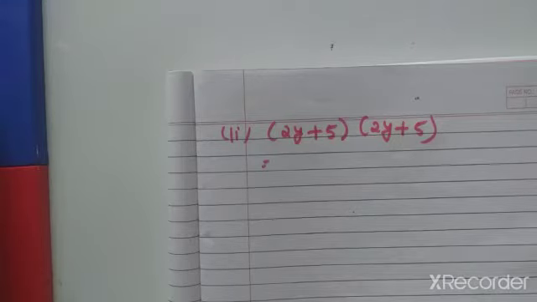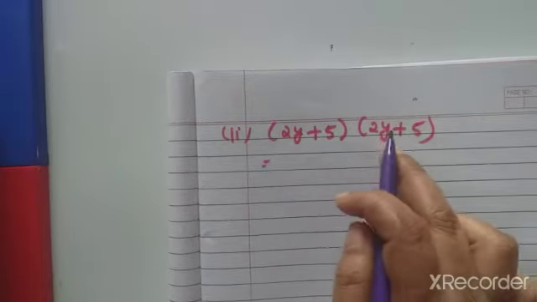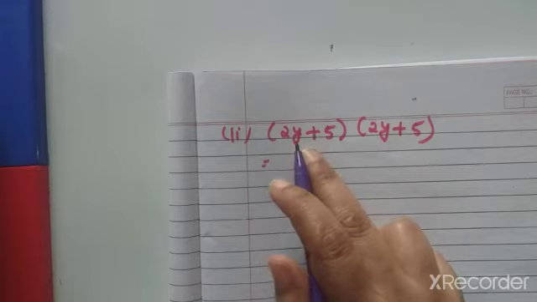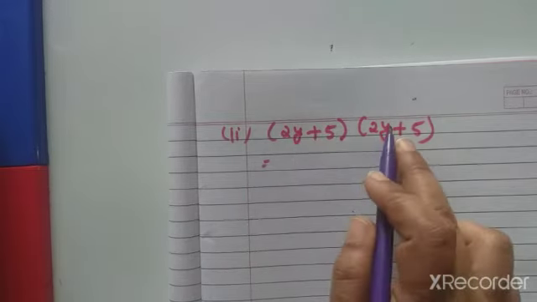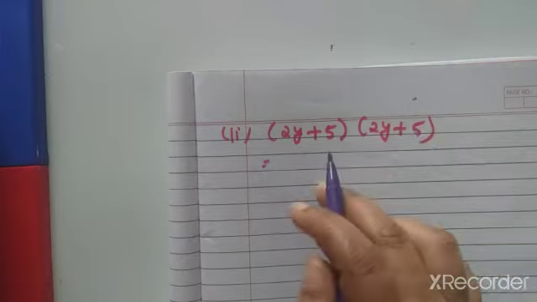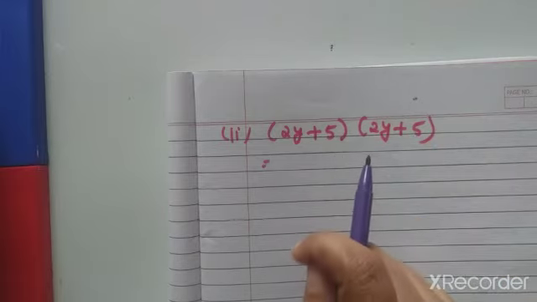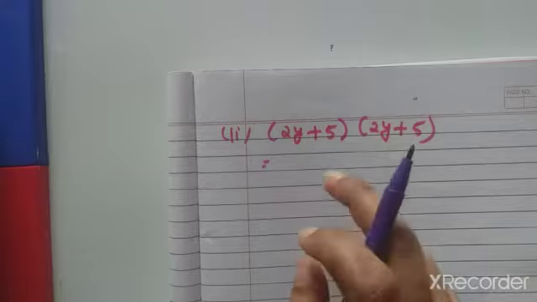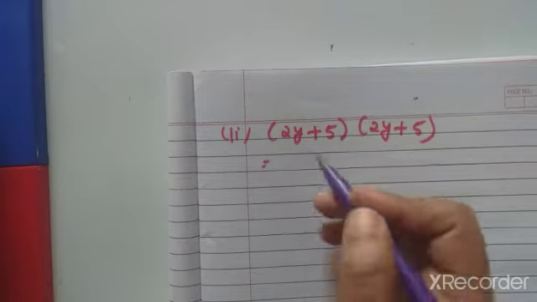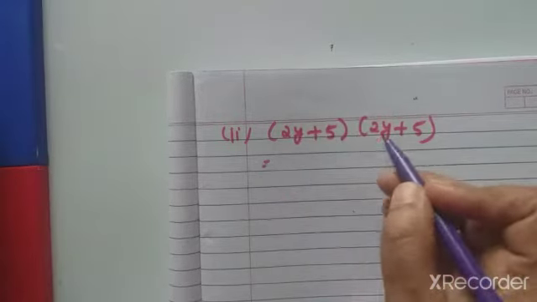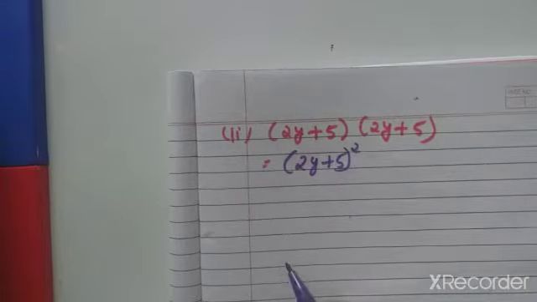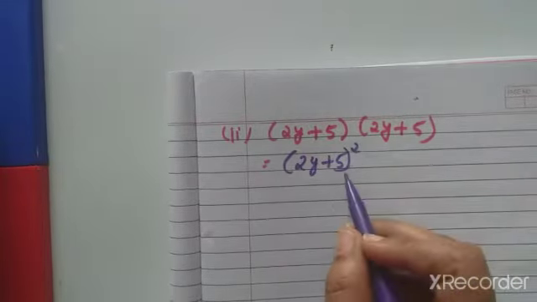Second question in that: (2y + 5) into (2y + 5). Same binomial. Here the same numbers and same letters: 2y plus 5, here also 2y plus 5. So by using an identity, solve the following product, using a suitable identity to get each of the following products. By using the identity we have to find the product, meaning multiply. So we can write (2y + 5) two times. Instead of writing two times we can make it a square.